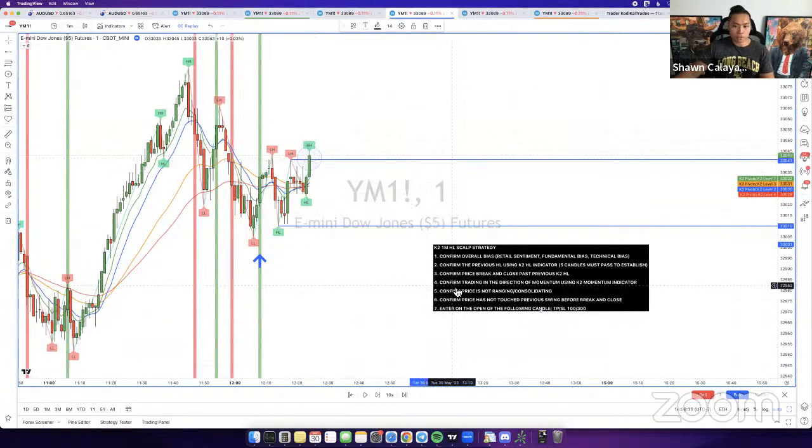Step 4, confirm that you're trading the direction of momentum. We have a buy signal right here. Step 5, confirm that price is not ranging or consolidating. The price was ranging, broken close past it, so it's no longer ranging since it broke out of it.